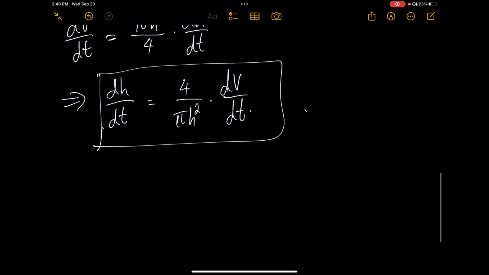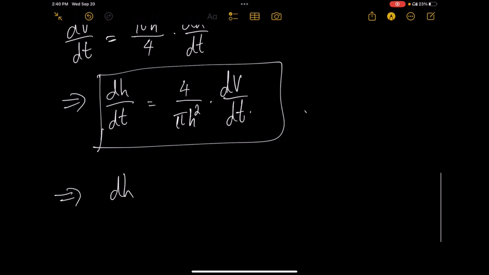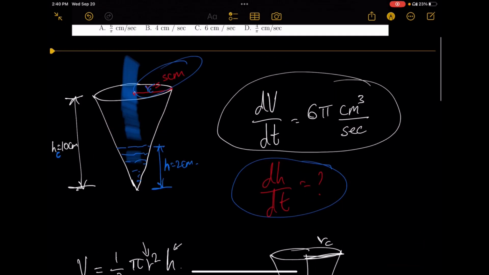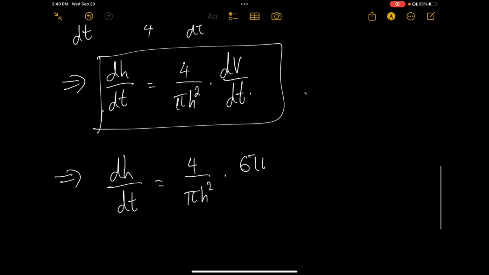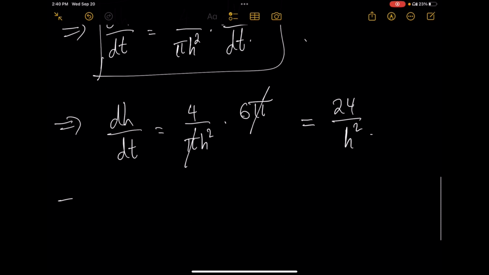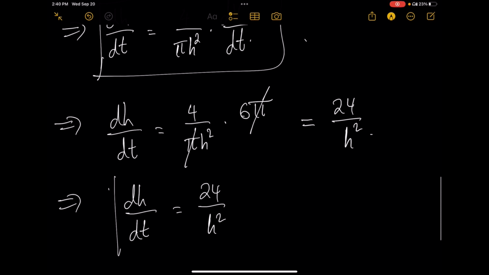Okay, therefore this implies that dh by dt is equal to 4 over pi h squared times dV by dt. What is dV by dt? It is 6 pi. Pi by pi cancels out. What do I get? I get 6 times 4, I get 24, 24 over h squared. This implies that dh by dt is equal to 24 over h squared.